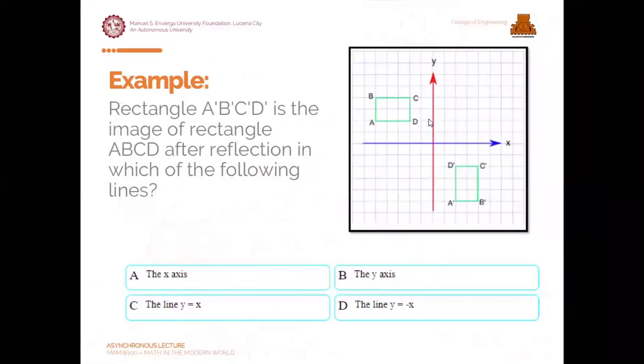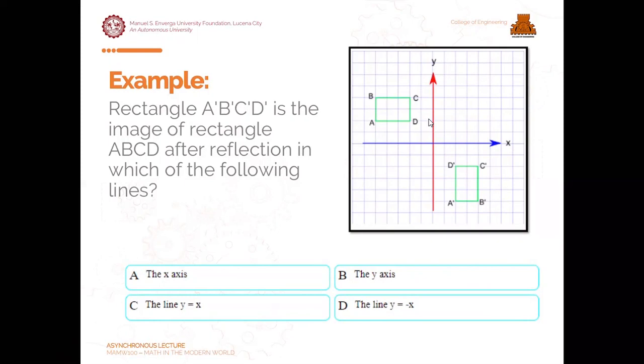Next, we have another example. So we have A prime, B prime, C prime, and D prime as the image of the rectangle ABCD. So ito yung ABCD natin. So after reflection, which of the following lines correspond do sa bagong position ni A? Okay. So kailangan, based sa choices, i-draw natin yung image kapag yun yung mirror line natin.